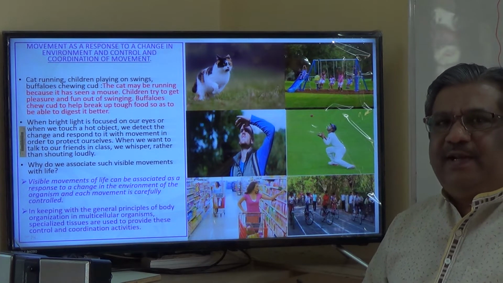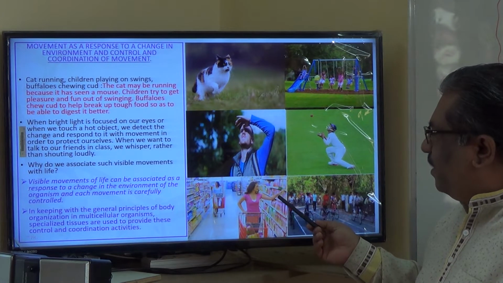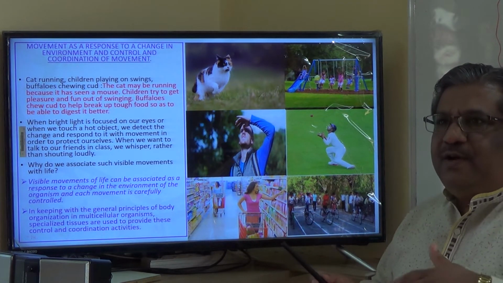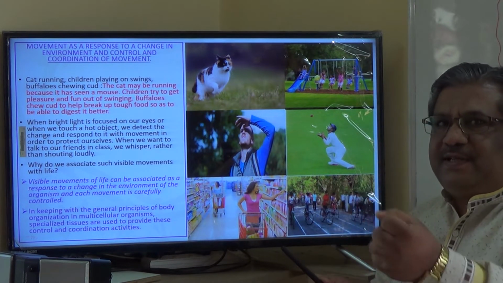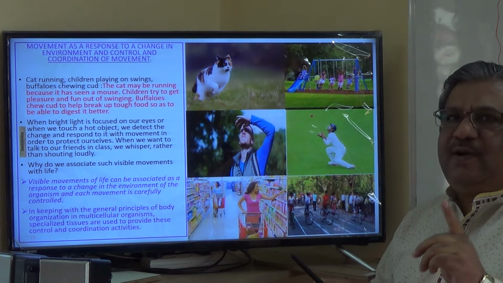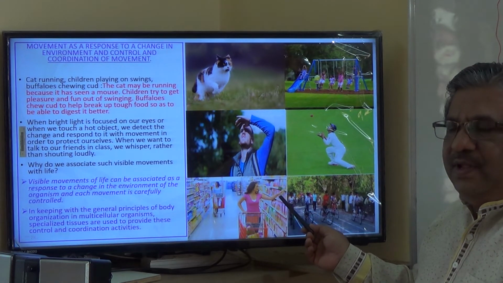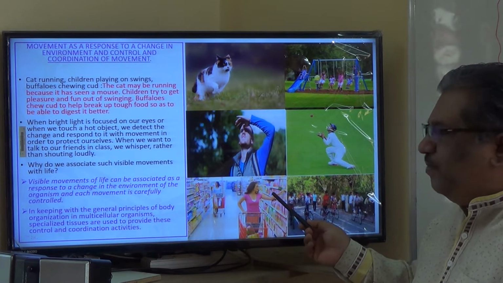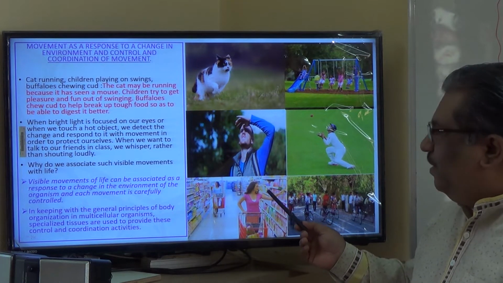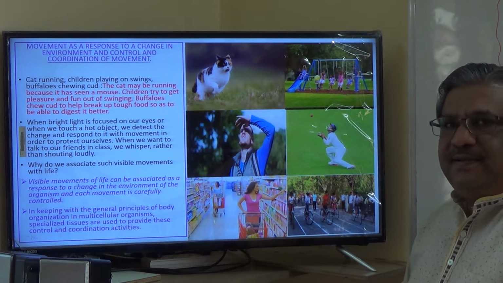Then where is the coordination? Eyes will be continuously monitoring and guiding the hands to pick up the certain item and then put it into the basket. So there exists a coordination between eyes and the hands. One is the movement, we have a good control, and there is a coordination between the eyes and the hands.